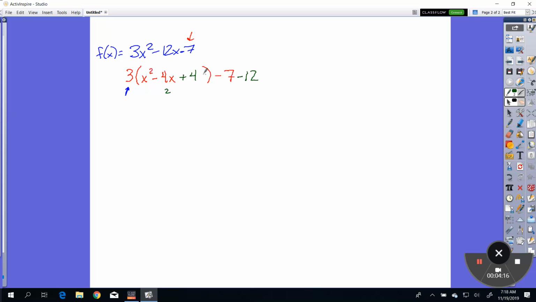the reason is just to change forms. Okay, so we're adding 12, minusing 12. So this will now factor to be 3(x minus 2) squared. Then out here we have minus 19.